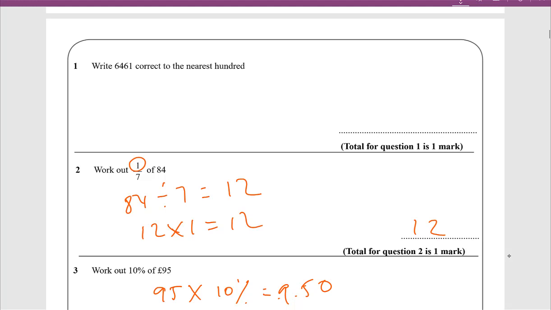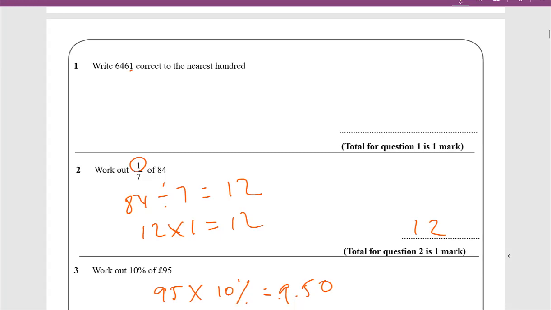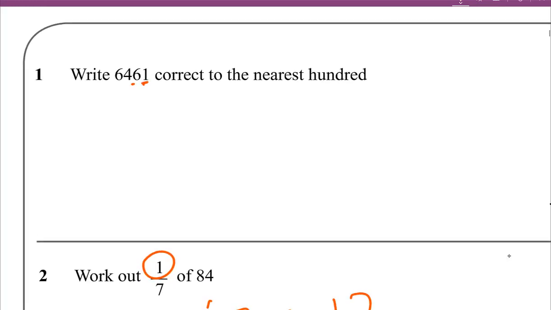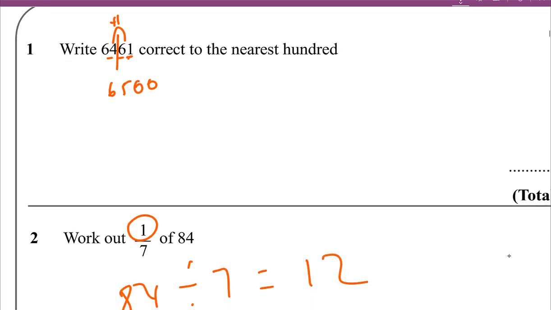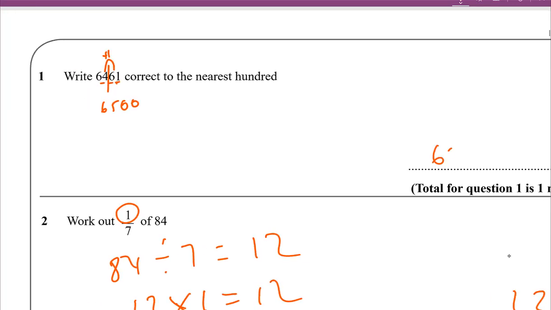Okay, so let's do the last question, guys. 6,461 correct to the nearest 100. So the nearest 100, so you've got units, tens and hundreds. So for the nearest 100, we're going to round this number, because the 6 rounds up, add 1 to this one, so that gives us 6, 5, and the rest of the digits become zeros, similar to rounding significant figures. So 6,500. 6,500 is the answer. Okay, that's it guys, we made it.